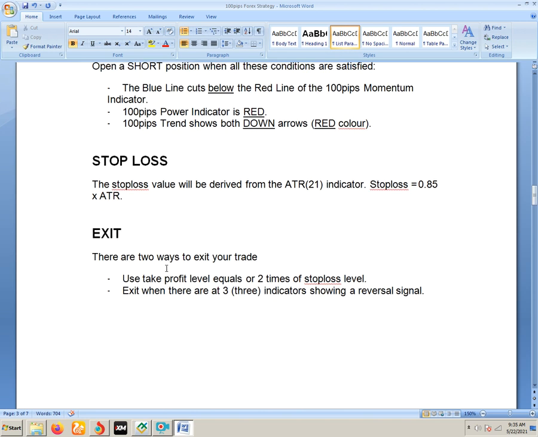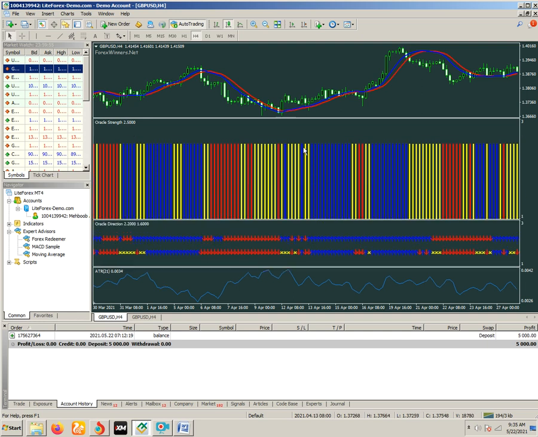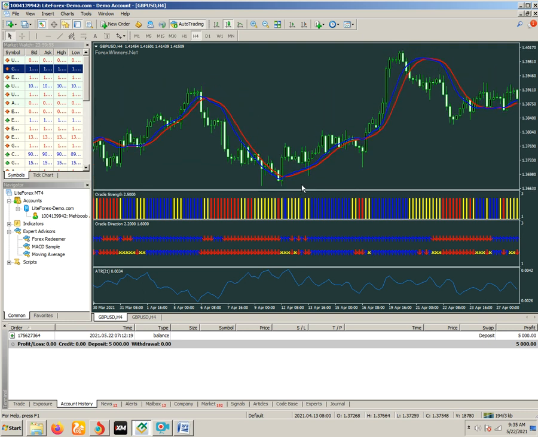Okay, exit. There are 2 ways to exit your trade. Use a take profit level equal to 2 times the stop loss. For example, 1 stop loss and 2 times take profit is a good strategy for the professional trader. Or if you are not following the rules, obviously you will take a loss. If you are following the rules, obviously I guarantee you will take profit in the forex market, because I have too much experience and I am sharing my experience with you.